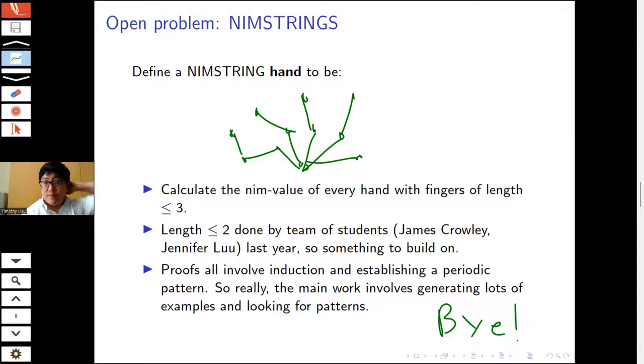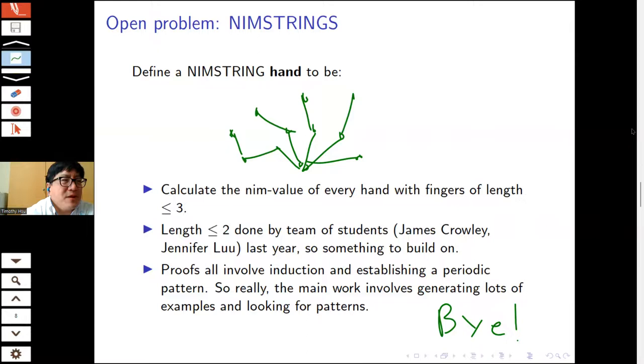When you say looking for periodic patterns, do you do that by hand, or do you and your students write code that tries out a bunch of examples? You do the first few examples by hand to get a feel for it. It is important to do some examples by hand. But then, yes, you write code and see the pattern. Once you see the pattern, you sit down and write a proof of it.